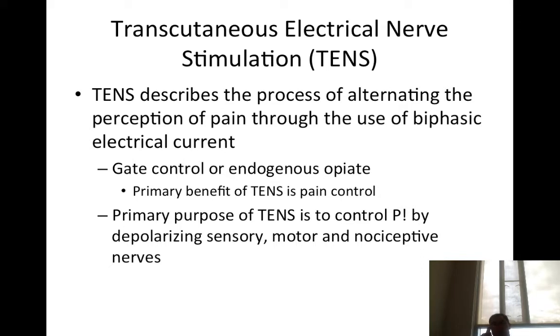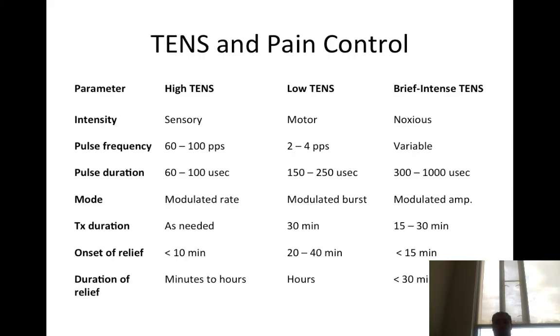These are portable units. You can buy these on Amazon now for $20-$30. You can manipulate fewer variables with them, but you can adjust the phase duration at least and try to target sensory and motor nociceptive nerves to control the patient's pain. Again, I'm not going over every single thing here, but high TENS, low TENS, and brief intense TENS: intensity, different frequencies, durations, treatment duration, how long the treatment should be on, and then the onset and duration of relief.